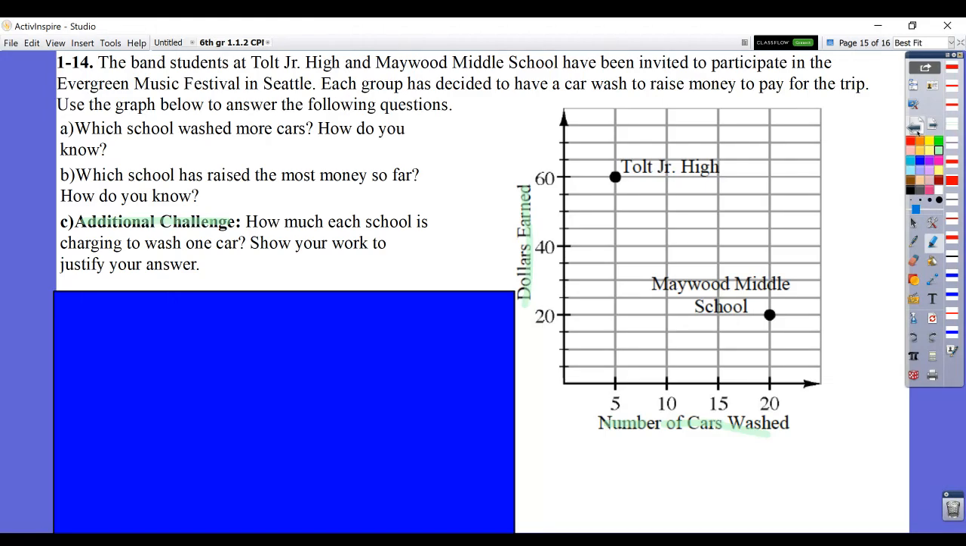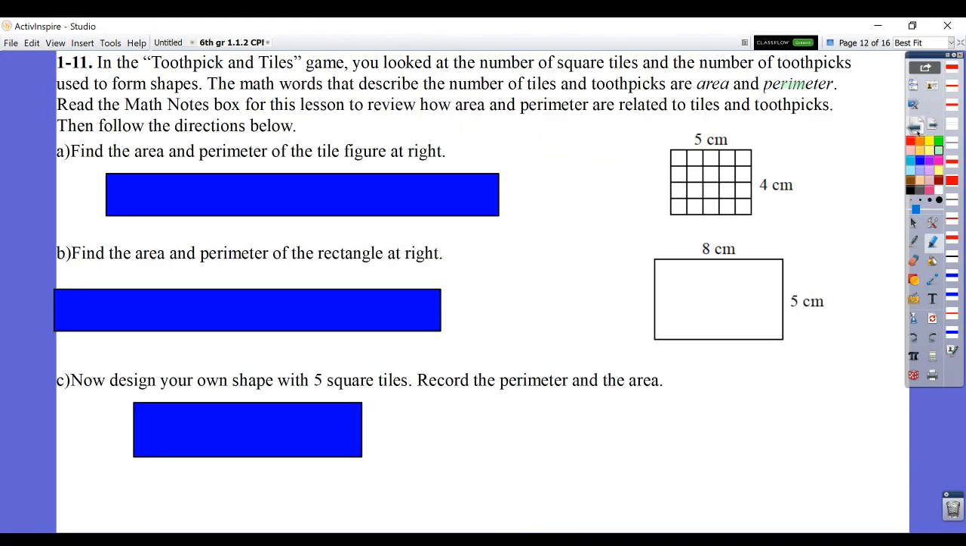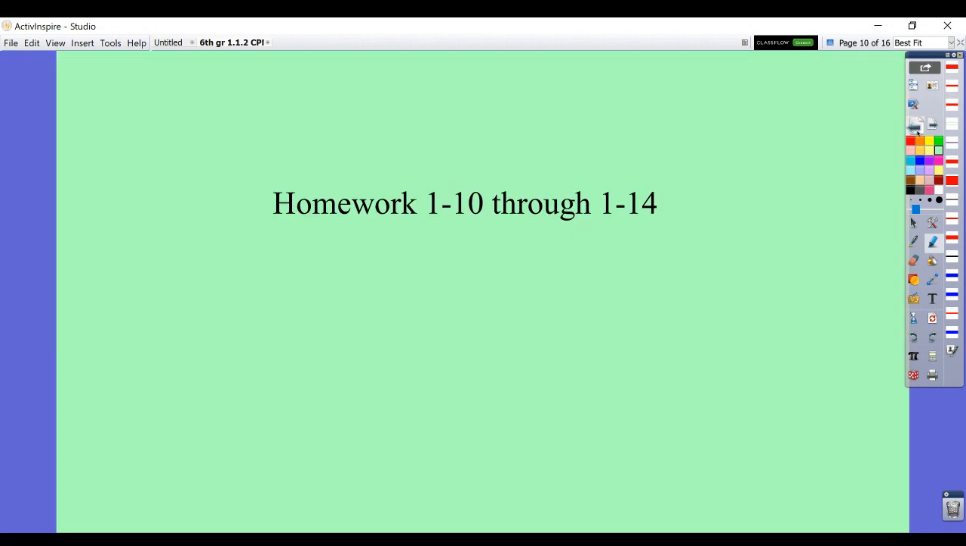That is the end of the homework. And again, make sure that you go back and show work when they're indicating that. Thank you.